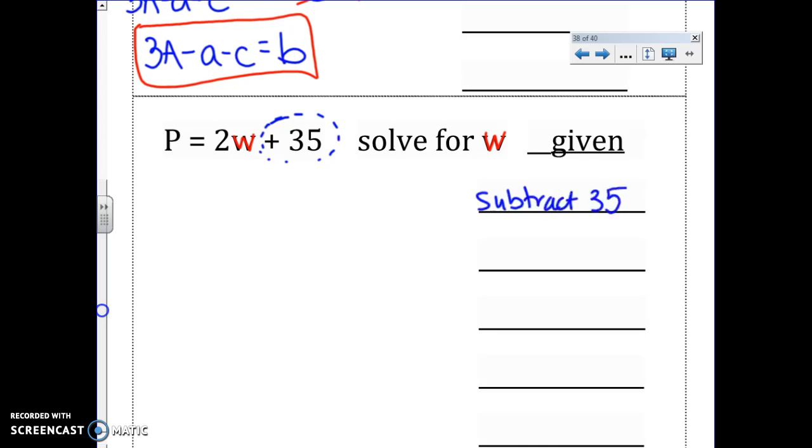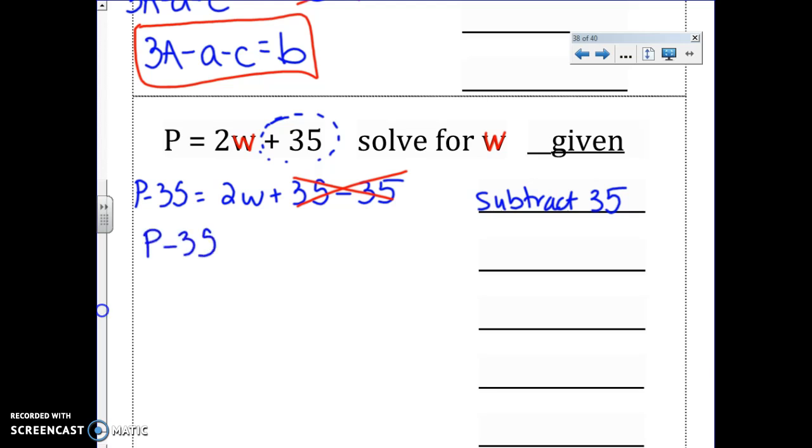So I'm going to subtract 35 from both sides. So that looks like 2W plus 35 minus 35. And if I subtract it on that side, I'm going to subtract on this side as well. So these cancel, which is what I want. So now I have P minus 35 equals 2W. And then I want to ask myself, what is it that is happening on the W? It's 2 times W, so I'm going to divide both sides by 2 to get that W by itself.